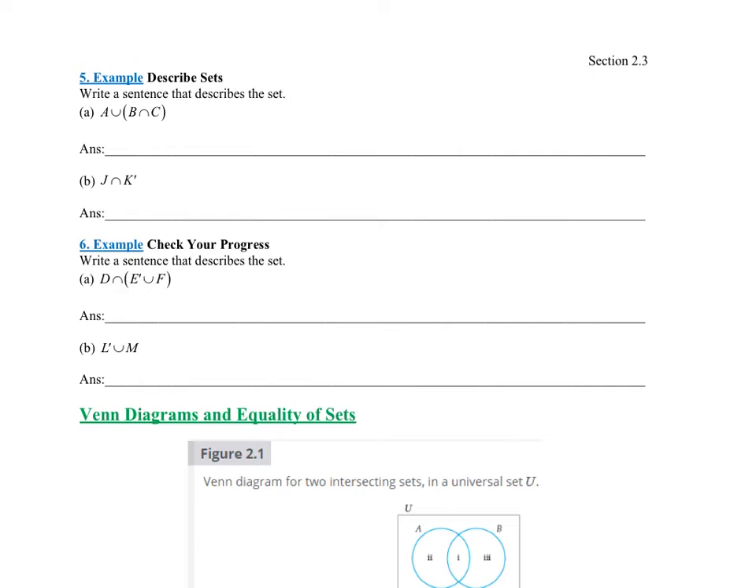So number 5 says write a sentence that describes the set. Remember, unions and intersections are sets. So every single one of these problems should start off with the set of elements in. Every single one of these problems is a set of elements. The set of elements in, the set of elements in. So I'm going to write that every single time.